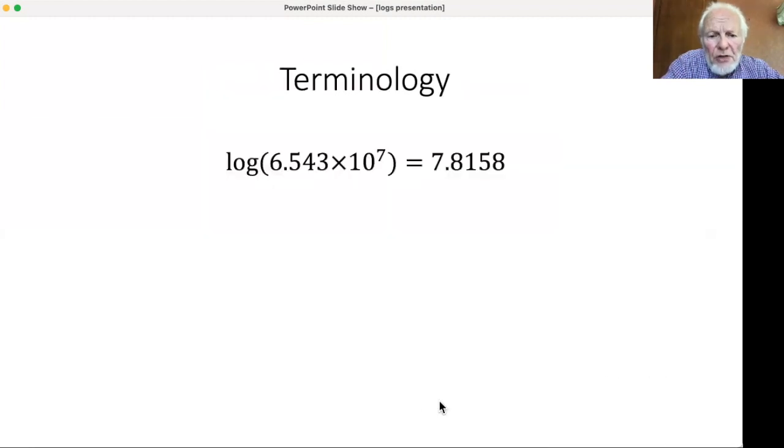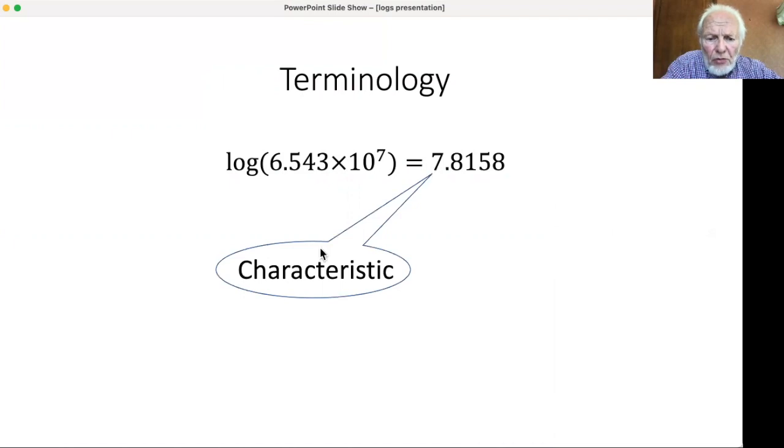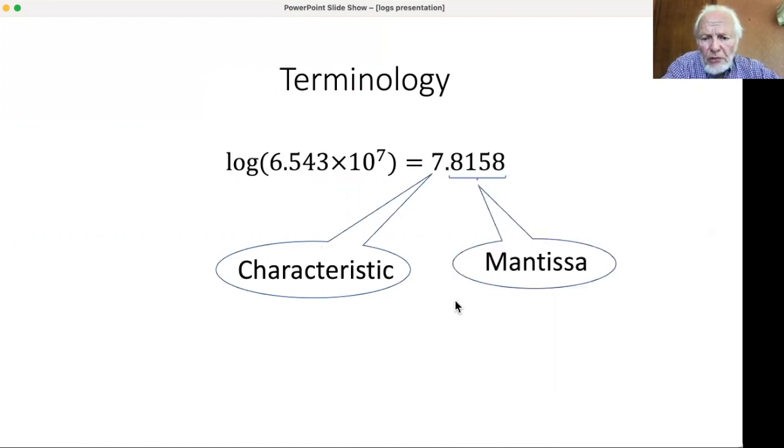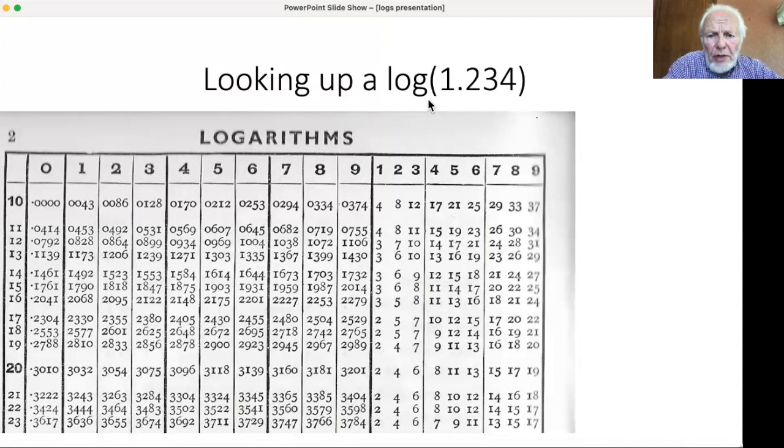Okay. So there's some terminology we ought to learn here. So this piece here of a logarithm is called the characteristic, and this piece is called the mantissa. And so to work out a logarithm, you take the significant digits and look them up in the table to give you the mantissa, and you calculate the characteristic by looking where the decimal place is.